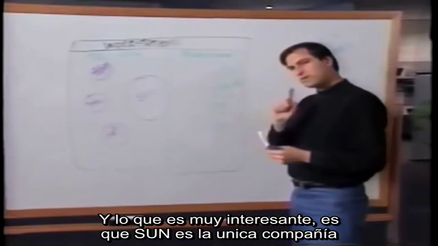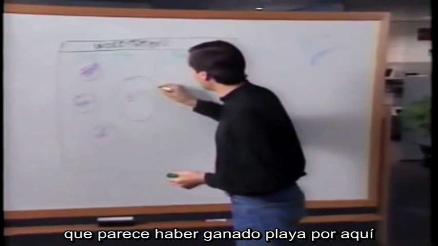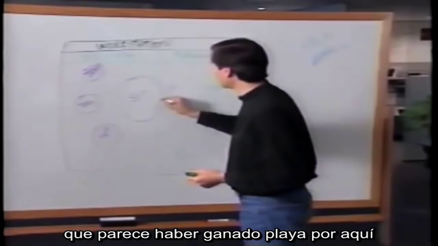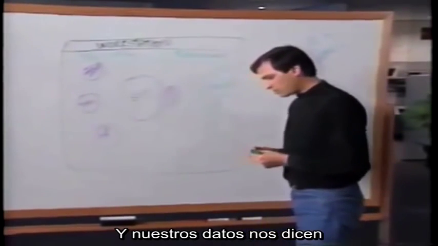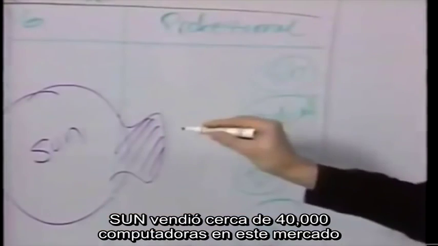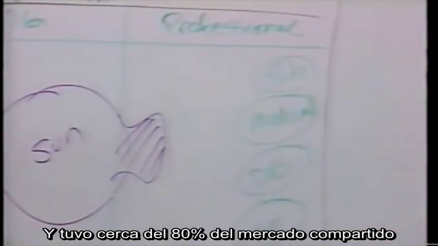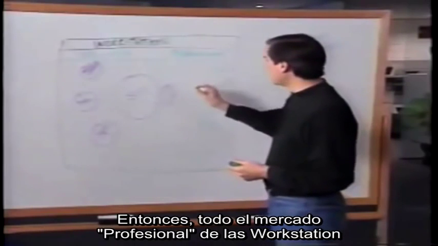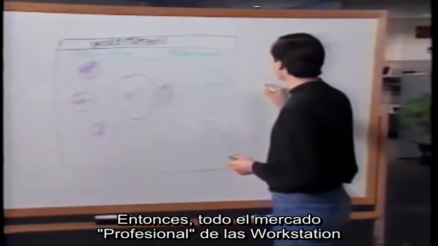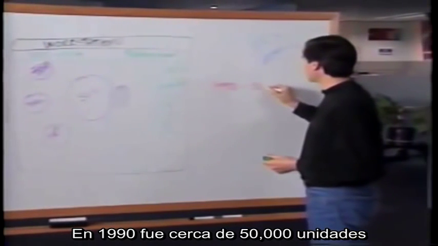And what's very interesting is Sun is the only company that seems to have eked out a beachhead over here. And our data says that in 1990, Sun sold around 40,000 computers into this market and had about an 80% market share. So the entire professional workstation market in 1990 was about 50,000 units.